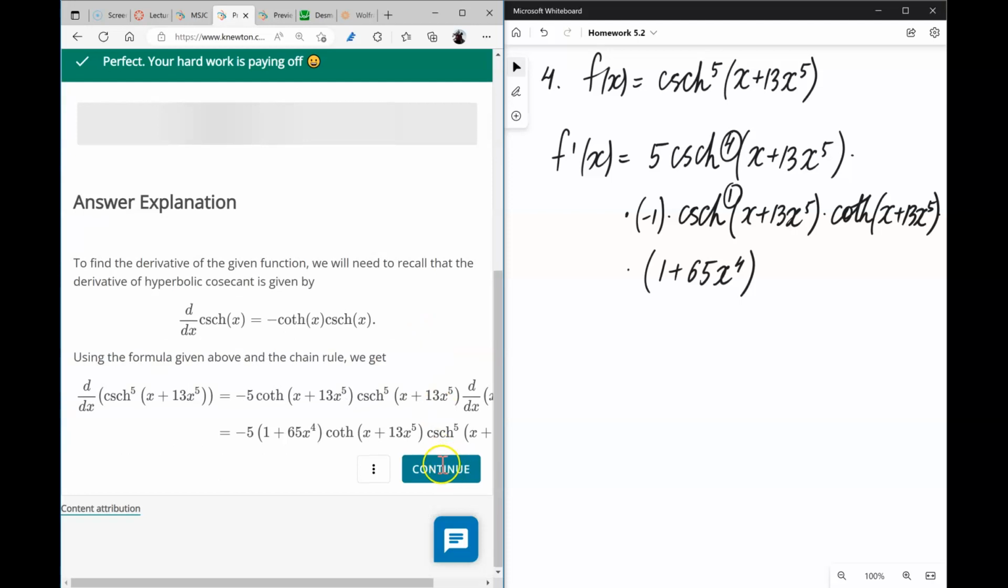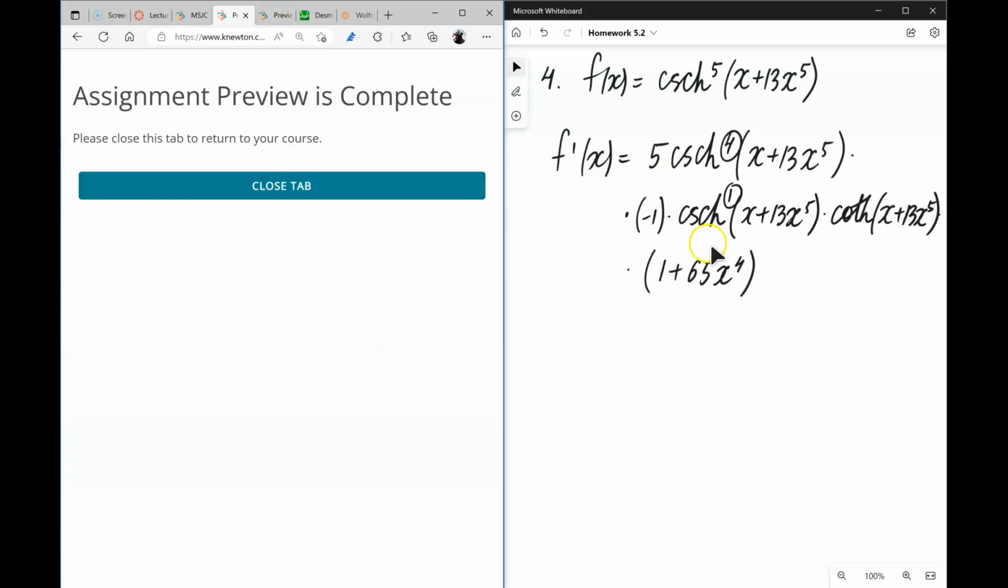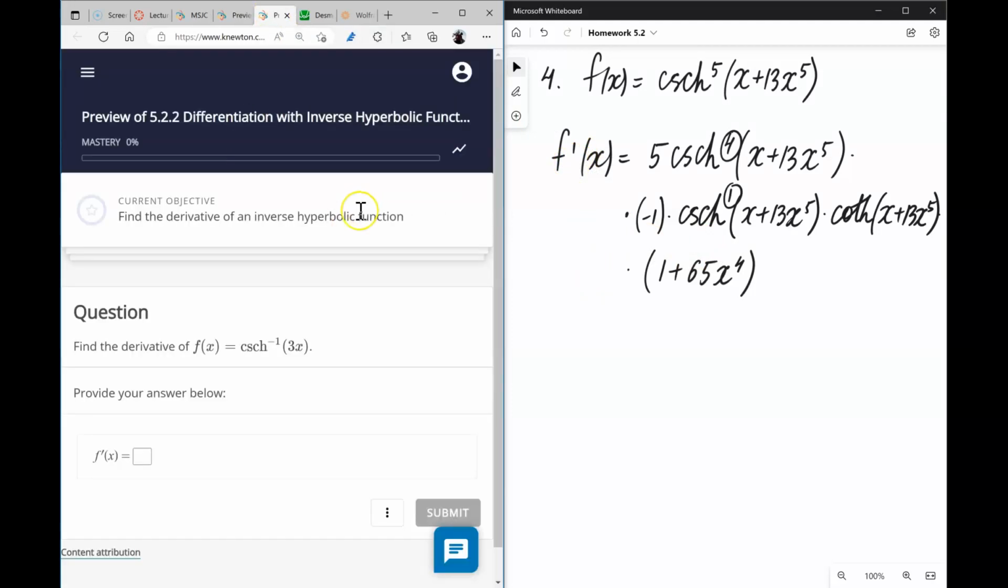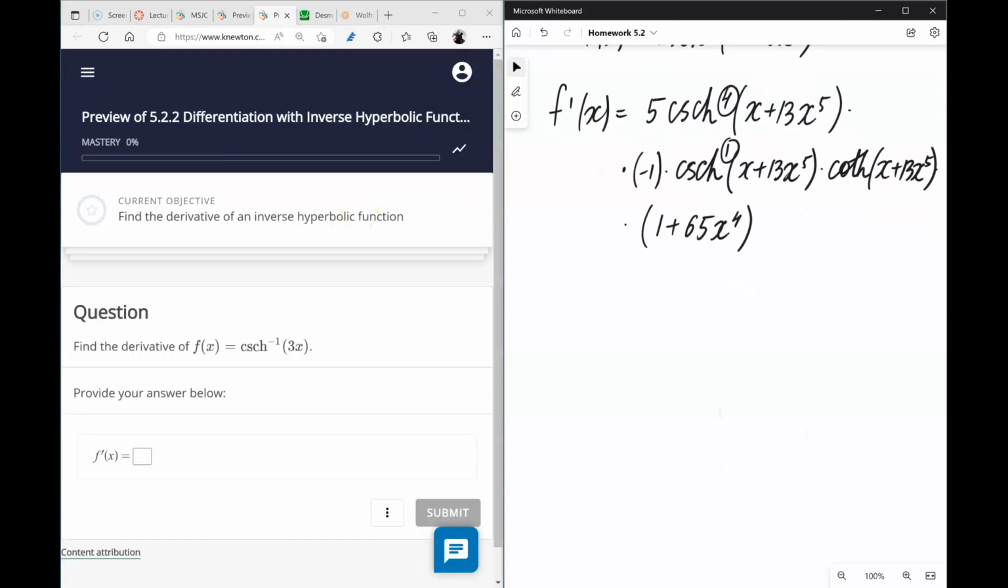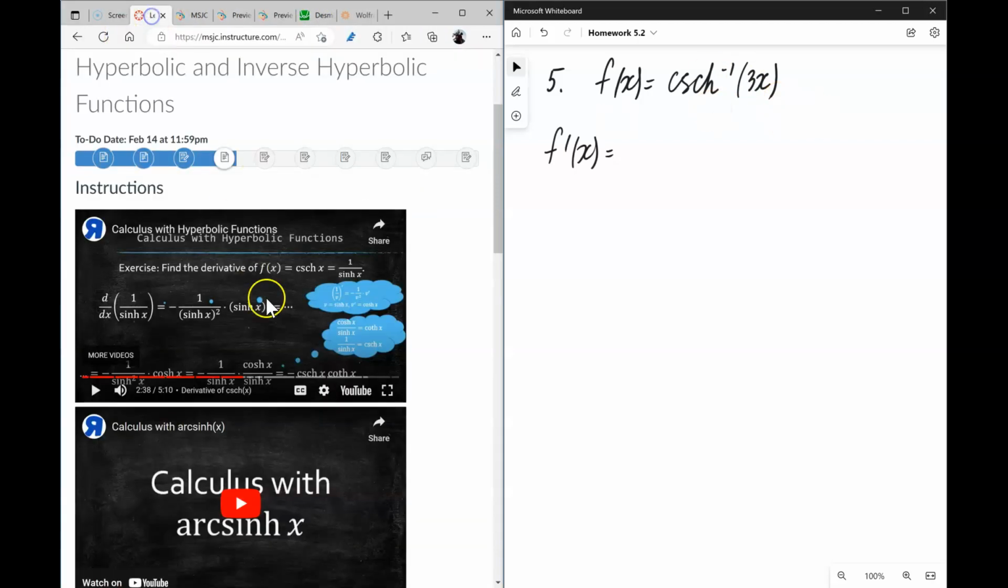All right, so this is the end of the first part of the homework when we practiced the derivatives of hyperbolic functions. Now let's practice the derivatives of inverse hyperbolic functions. So the next problem will be finding the derivative of cosecant inverse. You probably want to have all those derivatives handy and accessible to you, so you don't have to go back and forth. I don't have them handy, so I'm going to go back and forth here.